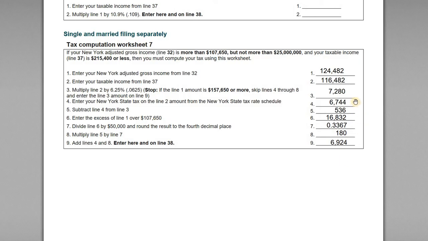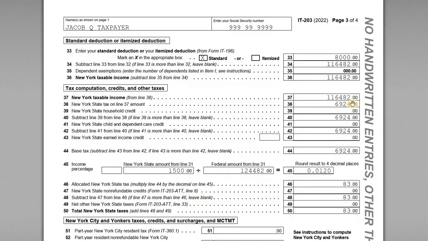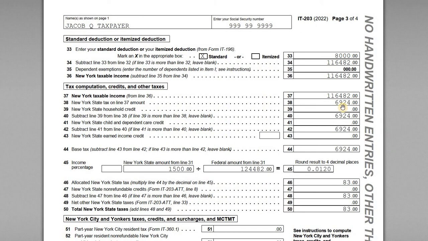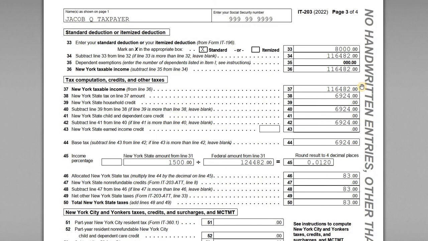And then the very last step there asks us to add lines 4 and 8. So we add 6,744 plus 180, which gives us $6,924 in tax. So that is the number we throw up here on line 38, $6,924 in tax. So that is the base tax that we owe on this New York taxable income amount.